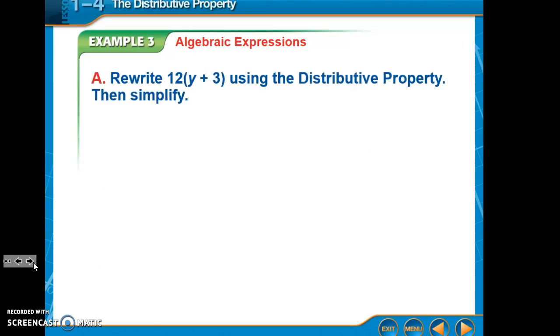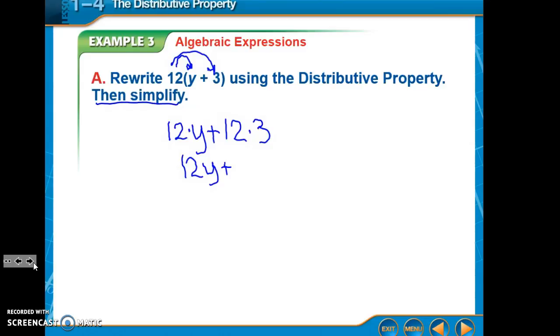Alright, so now example 3. We're going to rewrite 12 times the quantity y plus 3 using the distributive property, and then we're going to simplify. So here we have 12 hanging outside of our parenthesis. The 12 wants to play with both the y and 3, so we're going to use the distributive property to show that. Well, we don't have an equal sign, so we're just going to simplify, so we're just going to leave it. So we're going to have 12 times y plus 12 times 3, so we get 12y plus 36. And then we're done. We're going to stop there until we're given further information to know what to do.